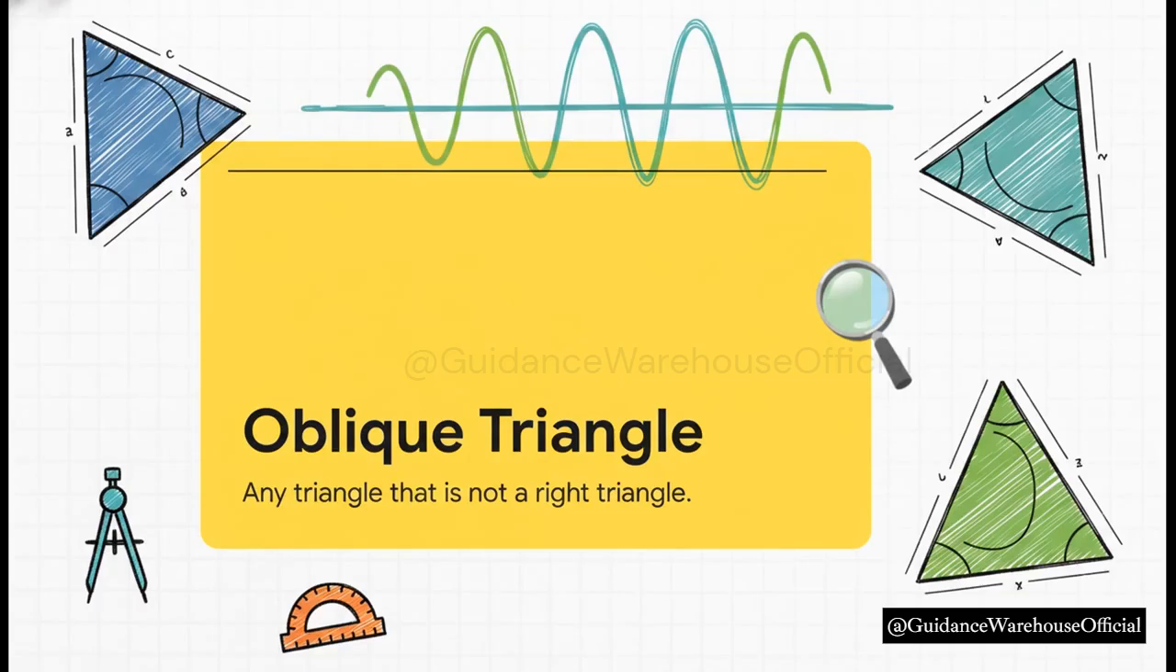Okay, let's dive right in. First things first, we need a name for what we're actually dealing with here. Any triangle that does not contain a perfectly square 90-degree angle is called an oblique triangle. And our overall goal when solving an oblique triangle is to figure out the exact measurements of all three of its angles and all three of its side lengths. It's like a giant puzzle.